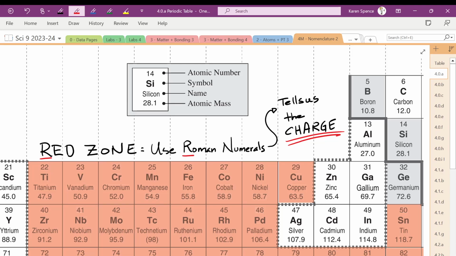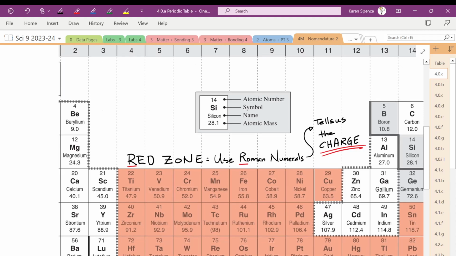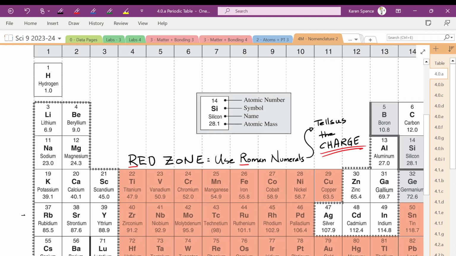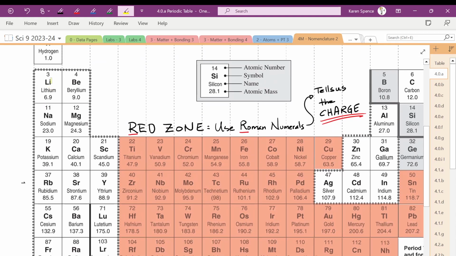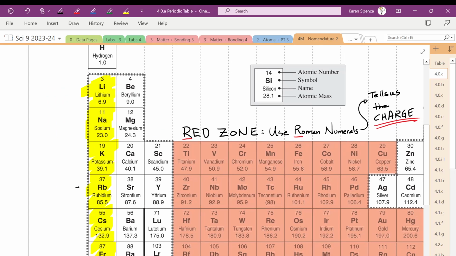And I'd like you to chat with your neighbor for a minute and take a look maybe at groups 1, 2, and 3, which are not in the red zone. And think about maybe why we don't need to use a Roman numeral for groups 1. Let's just start with group 1. Why would we not need to use a Roman numeral for these guys here? Why would we not need to write sodium 1? Think about that. Have a chat about that.